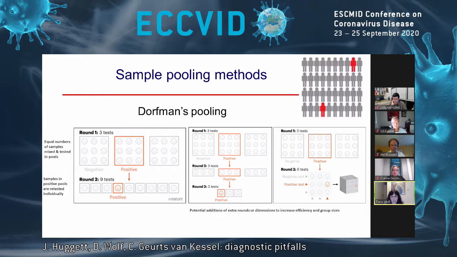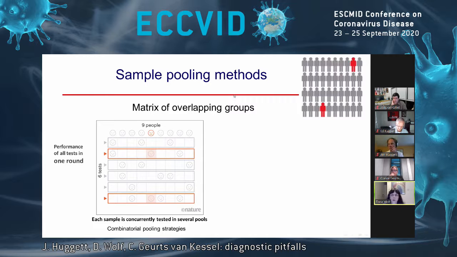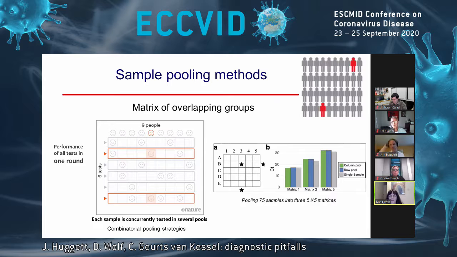So coming back to the simple scheme, one has to keep in mind that the potential drawback of the two-round method is some delay in confirmation of positive results. So an alternative pooling method involves the performance of all tests in one round, distributing the samples into a matrix of overlapping groups. As you can see, each sample is concurrently tested in several pools with varying degrees of complexity and efficiency. So again, there are different degrees of complexity here, and as an example of a simple version, I'll just show you briefly our preliminary experience when we pooled 75 samples into 3 5-by-5 matrices. It was a successful experience, but we did not further continue in this direction. Again, there are more advanced and complex versions today employing combinatorial pooling strategies with special software, and some of them are right now in pilot clinical trials for the detection of SARS-CoV-2.